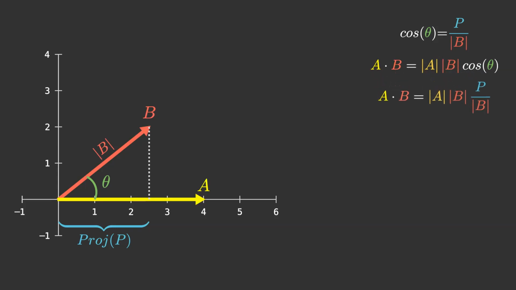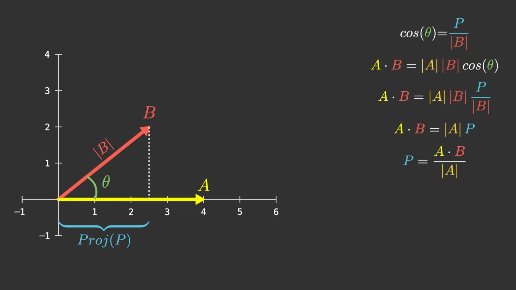Substituting the value of cosine of theta from equation 1 into equation 2, the magnitude of B cancels out and we are left with A dot B is equal to the magnitude of vector A times the projection. Finally, we isolate the projection. This gives us the scalar projection, just the length of the projection of B onto A.